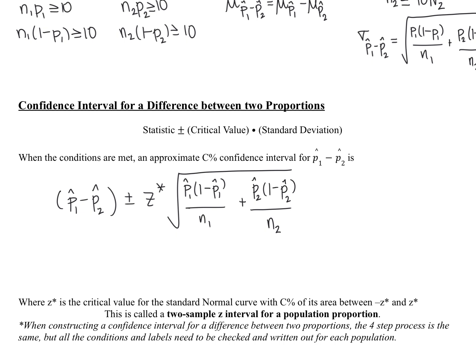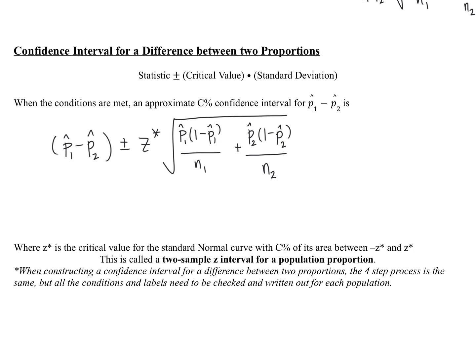So the Z star is still our critical value, and we calculate it using INV norm just like we did for a single proportion. And then we don't care about if we do the tail to the left or the right, because that plus or minus takes that into account. And then instead of being a 1 sample Z interval, it is now a 2 sample Z interval for a population proportion.